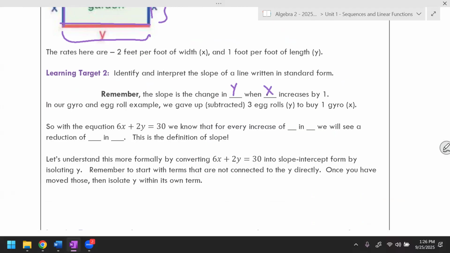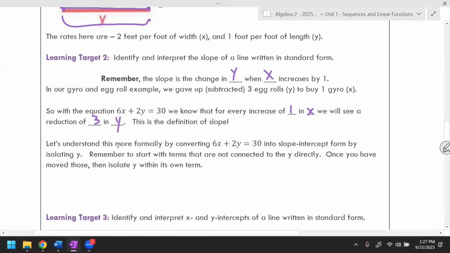You can do it. I believe. Okay. So for every increase of 1 in the gyros, we see a reduction of 3 in our egg rolls. Okay, that's what the slope is.